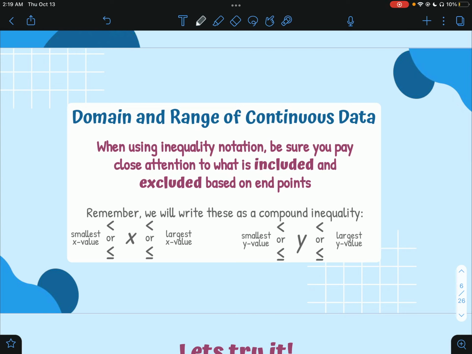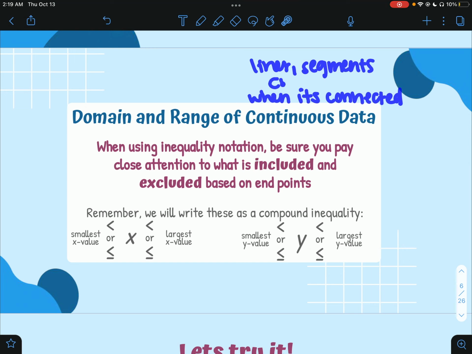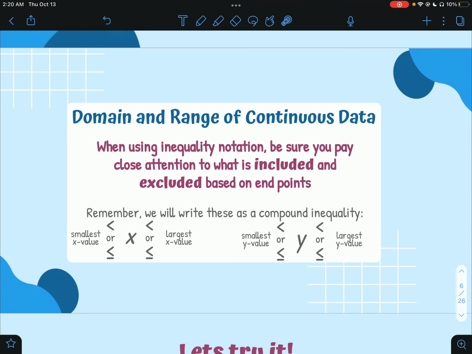Our second situation we would be looking at domain and range for is when there is continuous data. From last class, we should remember continuous is basically when it's all connected. This would be lines, segments, curves, equations. Today, we're primarily just going to look at those graph settings.